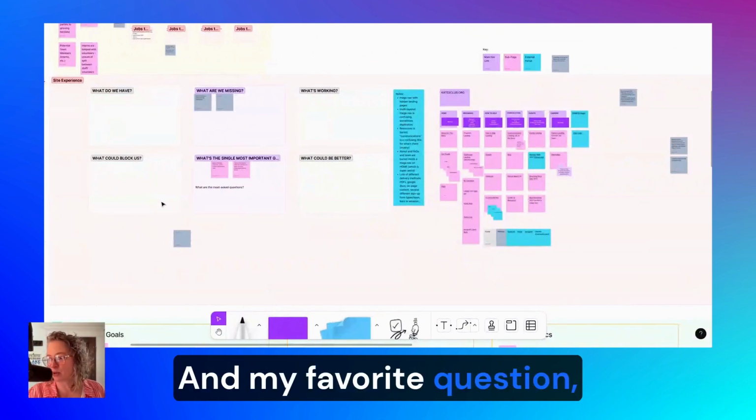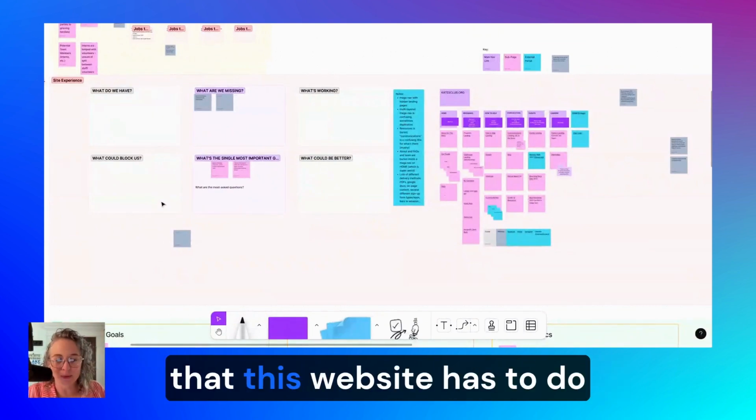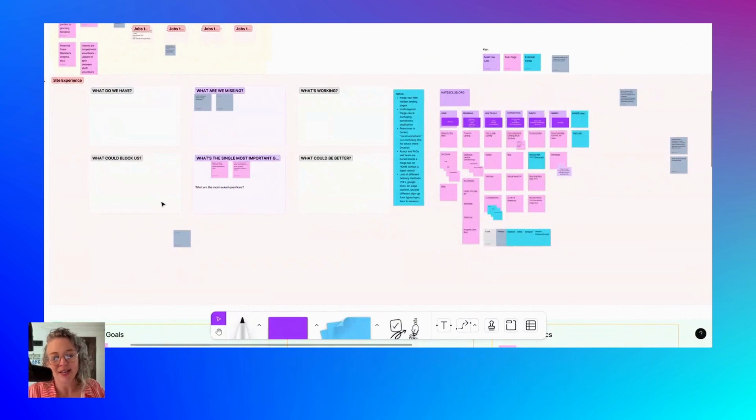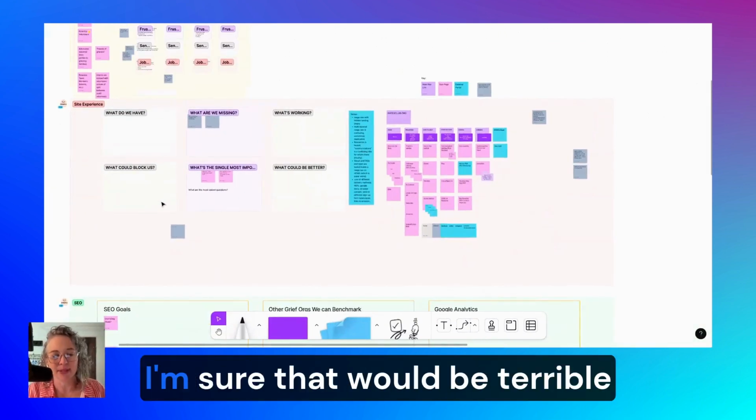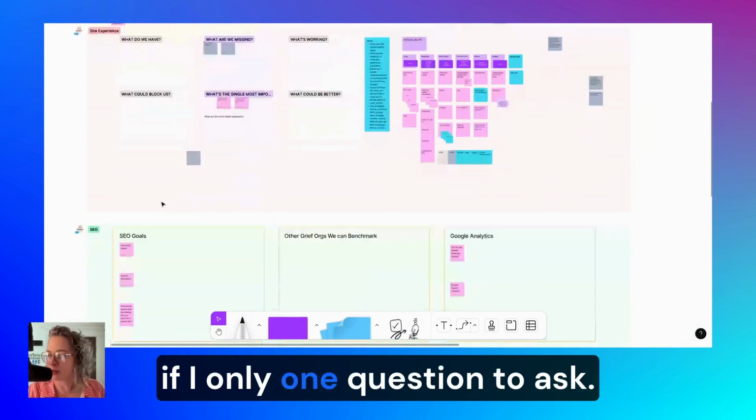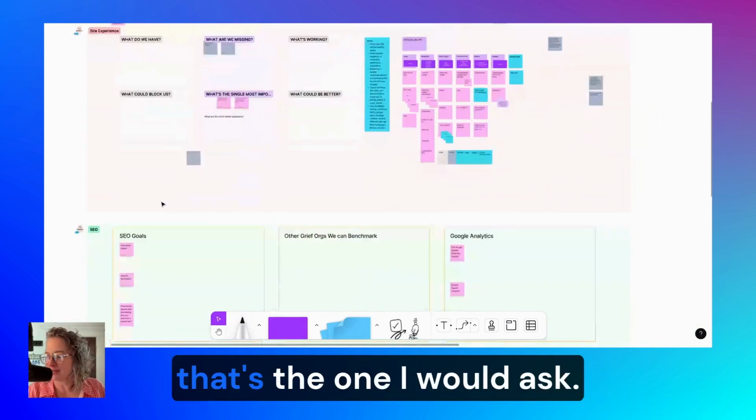And my favorite question, what's the single most important thing that this website has to do? I always love asking that question. If I only have one question to ask, I would just ask that. I'm sure that would be terrible if I only had one question to ask. But if I only have one, that's the one I would ask.